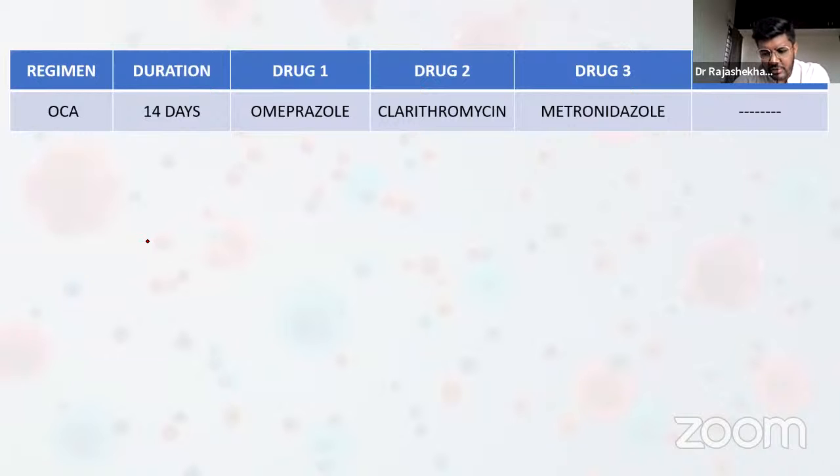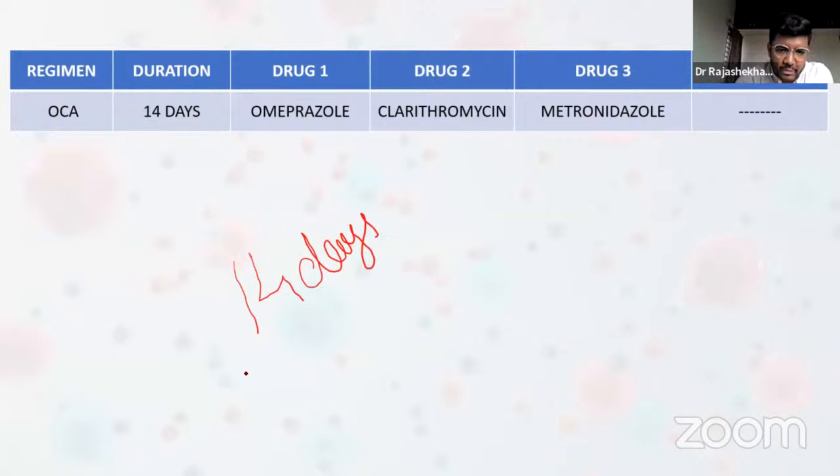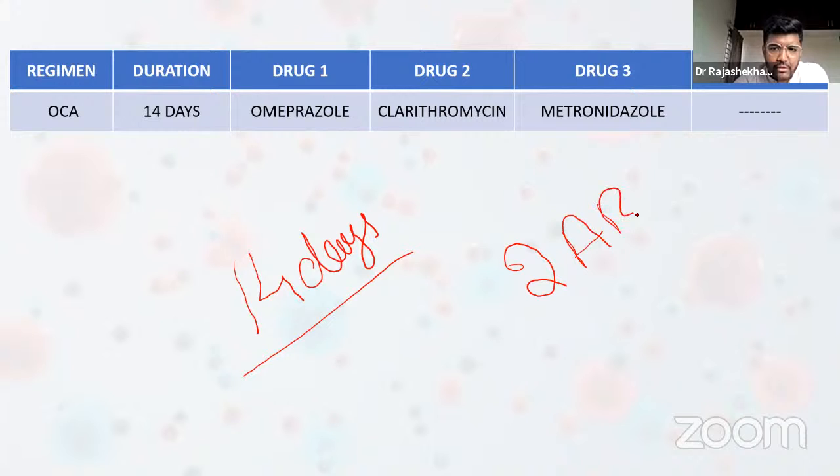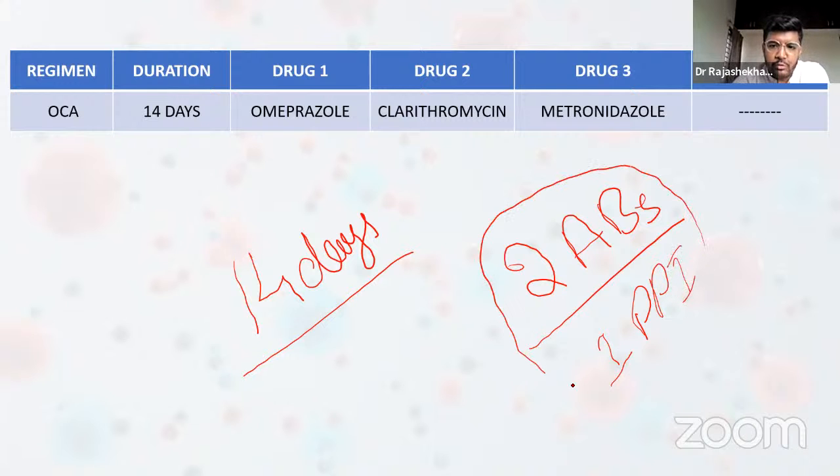So how will you treat this patient? The treatment is very, very important here. What is the basic treatment? The duration is important. It is 14 days. Although 7-day and 10-day regimens have come, it is better to use the 14-day regimen. And what is the basic combination? It is two antibiotics and one proton pump inhibitor that is the drug of choice. You need to use these in combination to eradicate H. pylori. This is a very, very important thing.